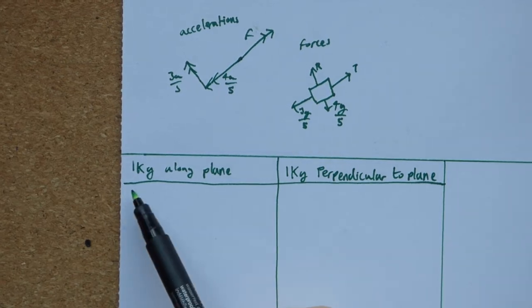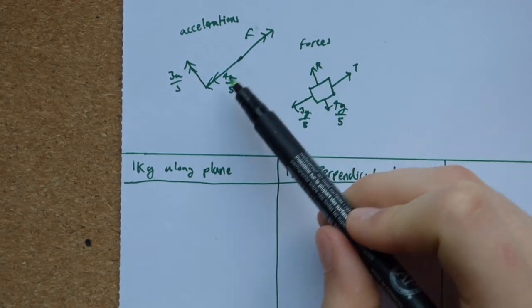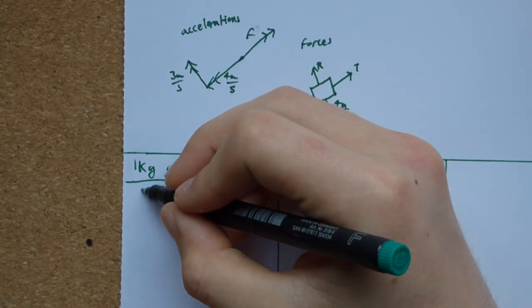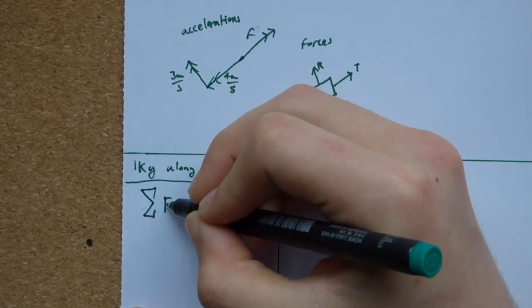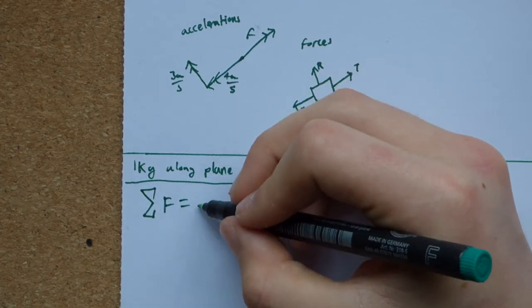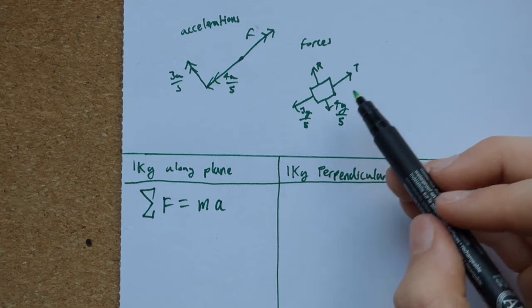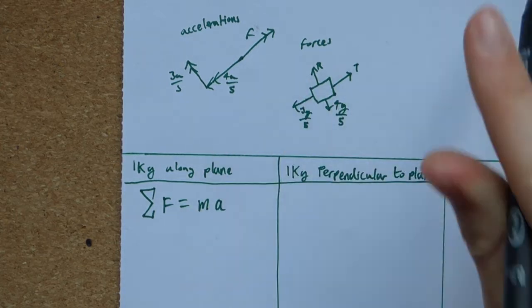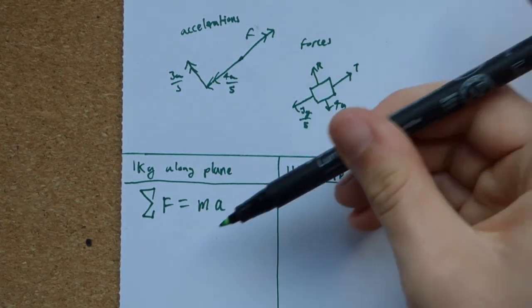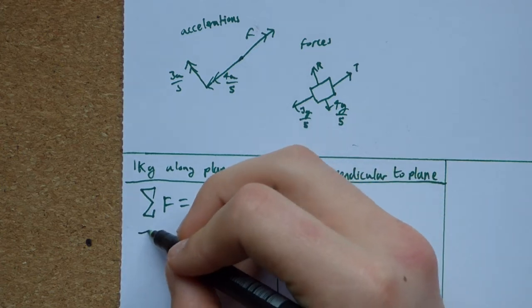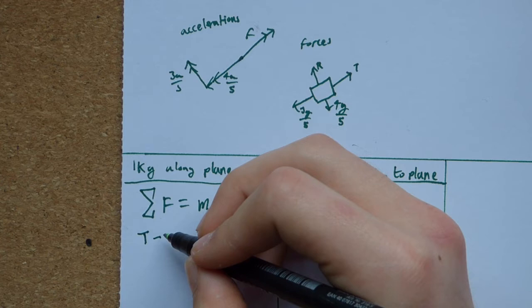So for the 1 kilogram mass, we're asked to find equations for it along the plane and across from the plane. So we've got the sum of forces is equal to mass times acceleration. So if we take up and to the right as our positive direction, because that's the way it's accelerating due to the 5 kilogram mass, we've got T pulling it up that way, and 3g over 5 pulling it backwards.